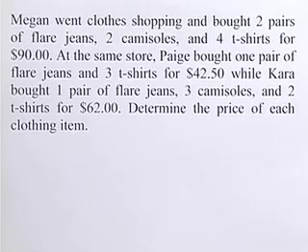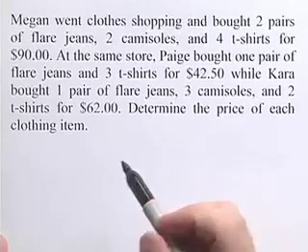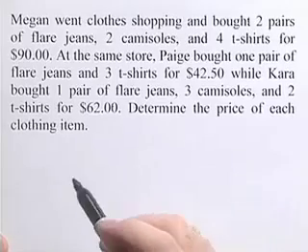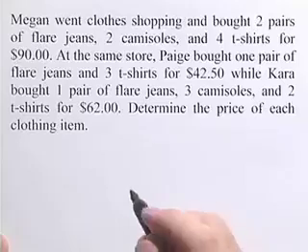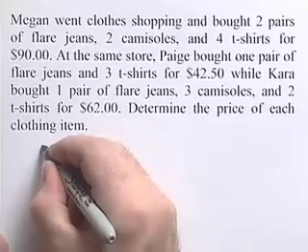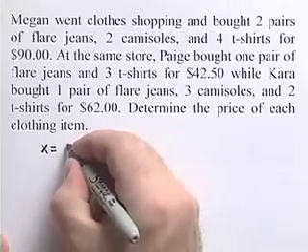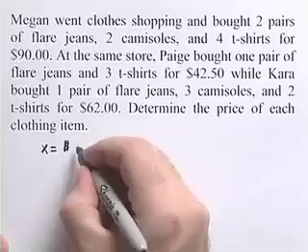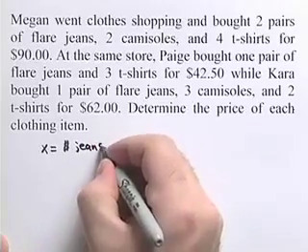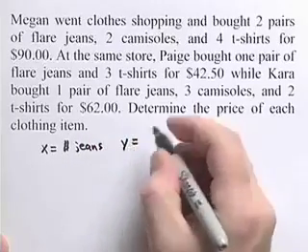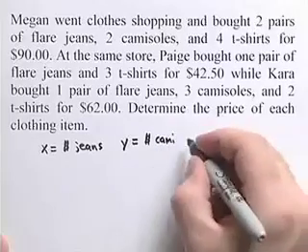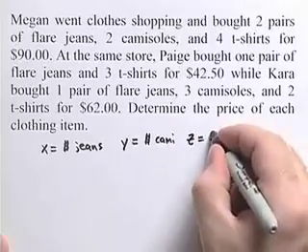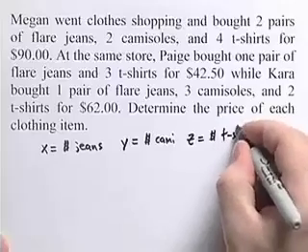To begin the problem, we need to define our variables. We have 3 variables of interest here. It's going to be the price for the flare jeans, the price for the camis, and the price for the t-shirts. So we're going to let x equal the dollars or price for the jeans. We're going to let y equal the price for the camis. And we're going to let z equal the price for the t-shirt.